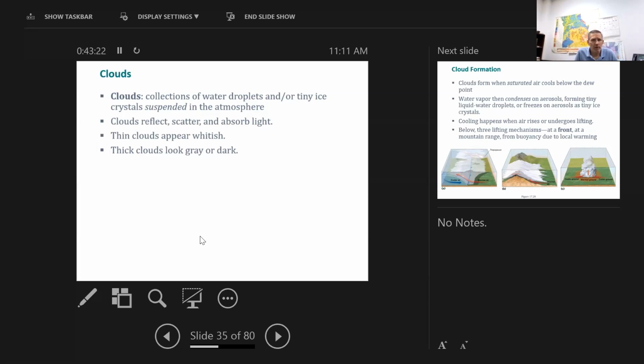One other portion of the atmosphere is clouds. Now, we talked about visibility and cloud cover, but we can also talk about the importance of clouds in that they are in fact suspended droplets of water or ice. Even in the summertime, you can have ice particles in the atmosphere. Remember, the higher you go in the troposphere, the cooler it gets. These are suspended in the atmosphere because they're incredibly small. So these clouds are really effective at reflecting light, scattering some of this light, and in some cases absorbing light. Thin clouds appear whitish, thick clouds look more gray or dark.